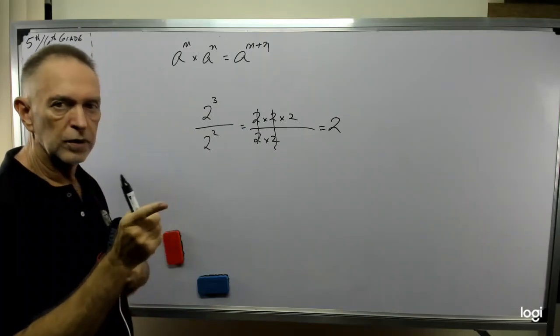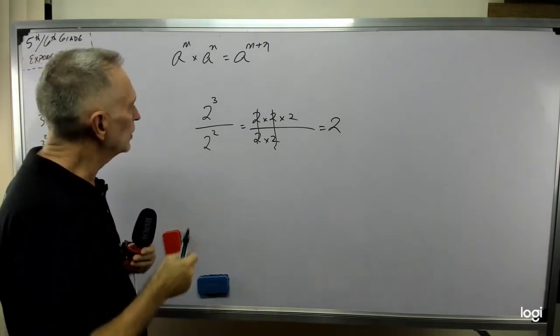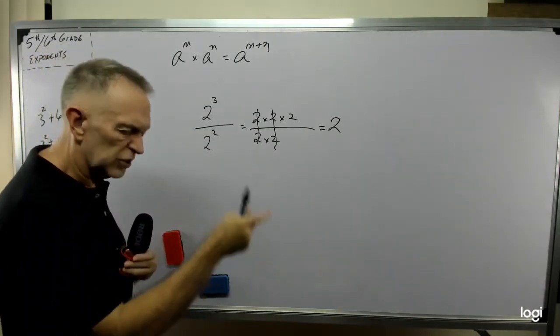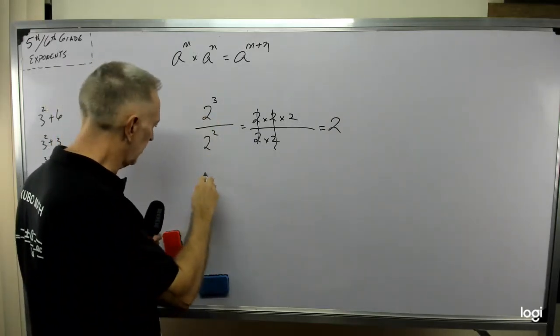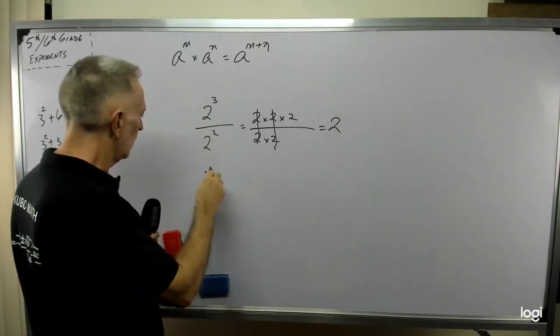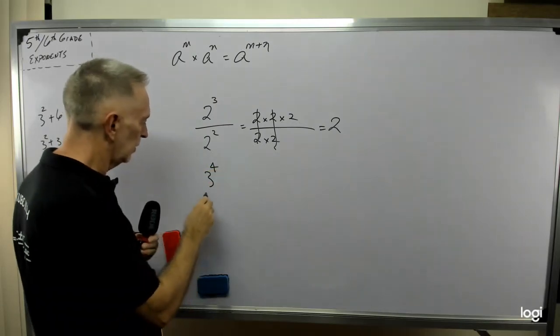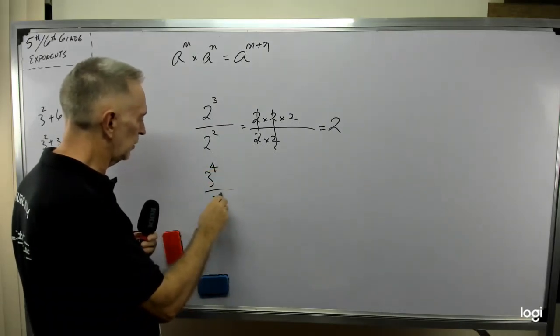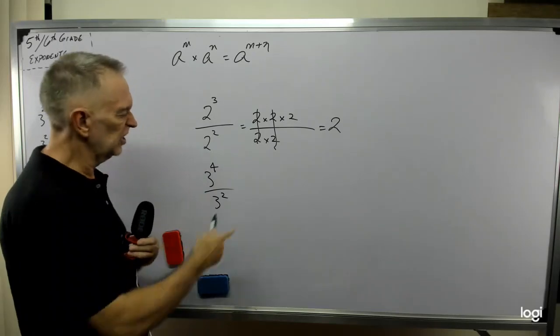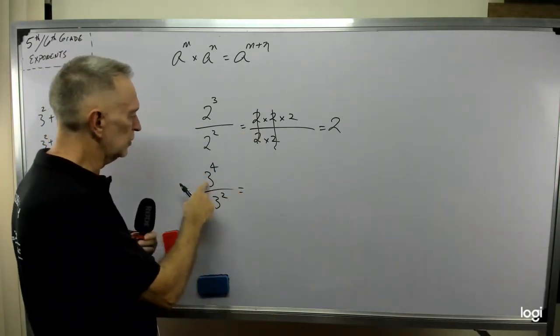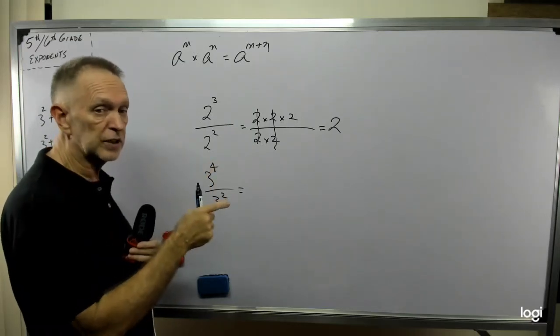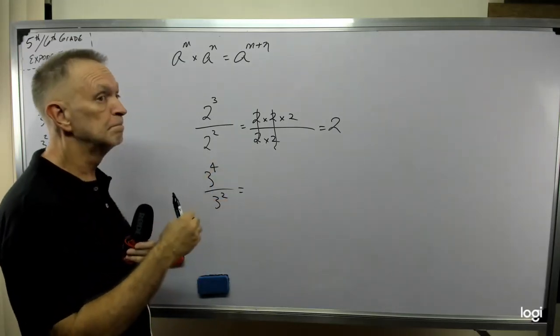I wonder if there's a different way to do that. Let's try it though on another one. What if I had the opposite of that? I had 3 to the fourth power divided by 3 to the second power. Let's see if we can do this same thing. Okay, that's 3 times itself. How many times? 4.